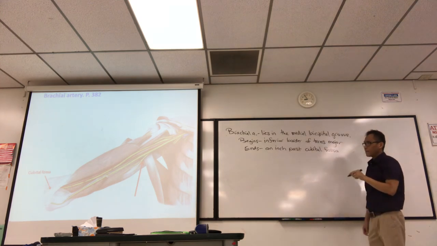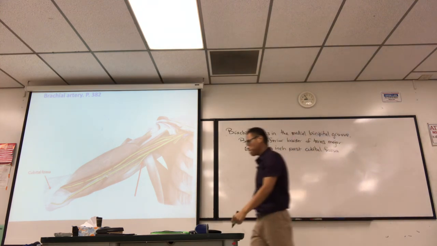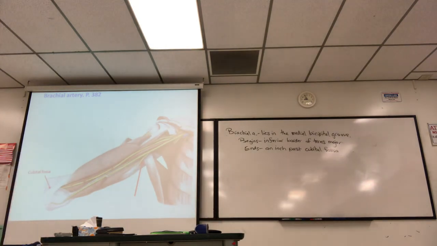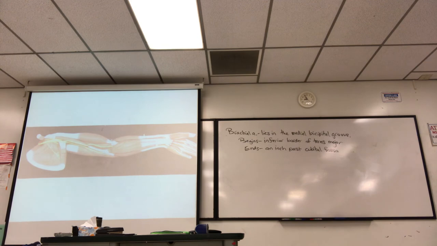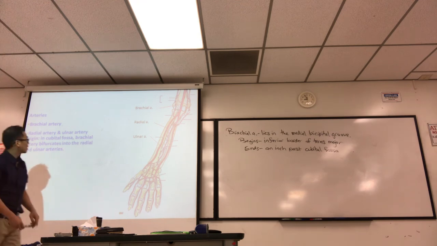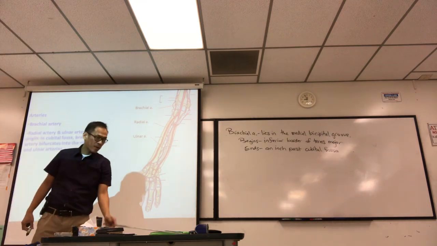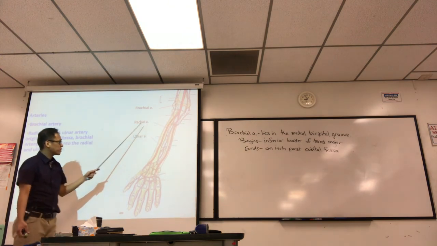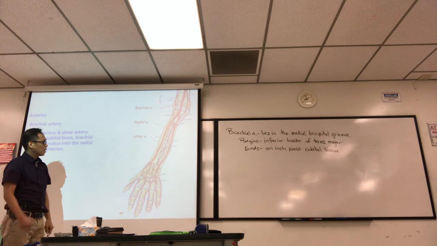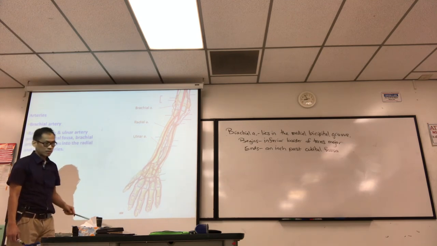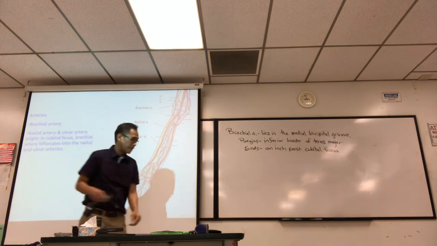It's going to end by bifurcating into the radial and the ulnar arteries. We'll see that next. Here's a picture of a muscled arm that kind of shows that, but what I want to show you is an inch past the cubital fossa, right around there on that picture, and then you've got, very simply, the radial and ulnar arteries. The names are easy to remember because they're named after the bones of the forearm, so they're on the respective sides.